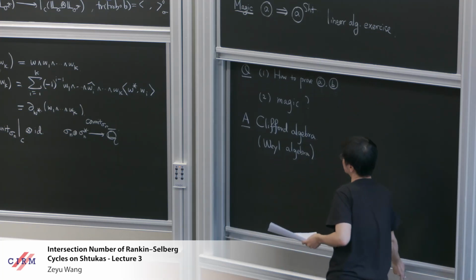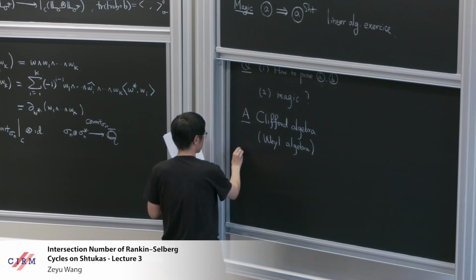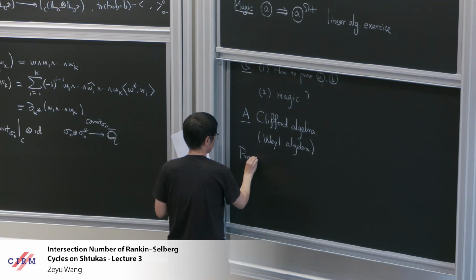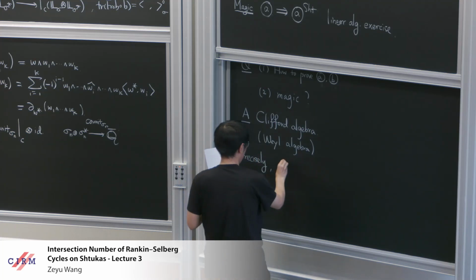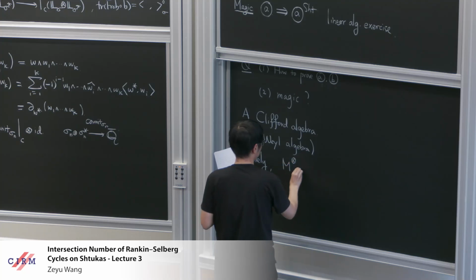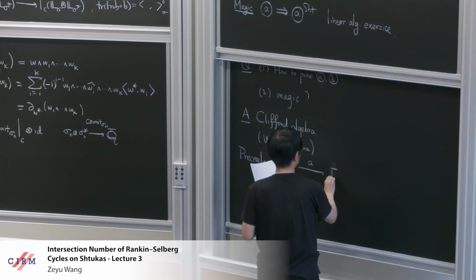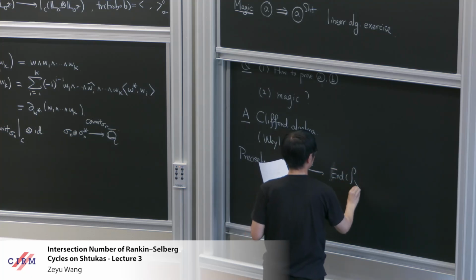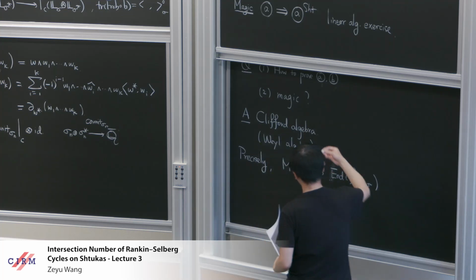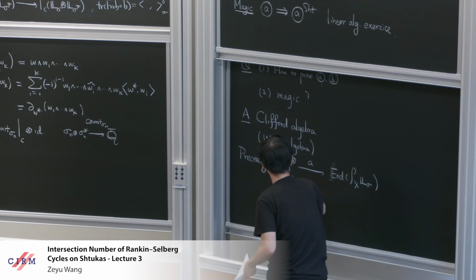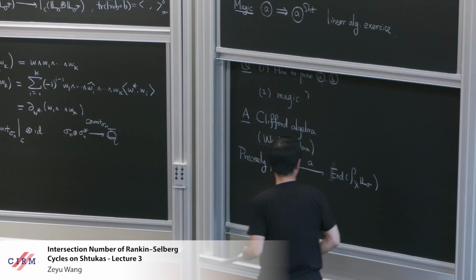But this is not precise. So precisely, what do I mean? You see that you have a map A from M tensor to the endomorphism ring of this period integral. How Clifford algebra appears is that I claim this action map will actually factor through the Clifford algebra of M.